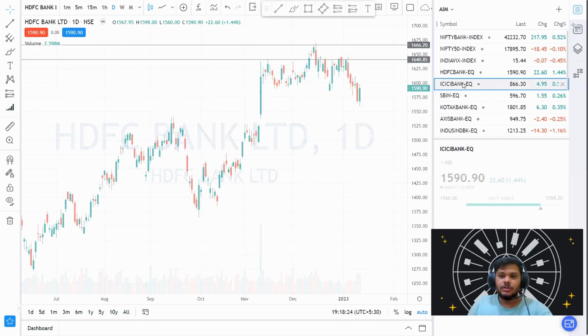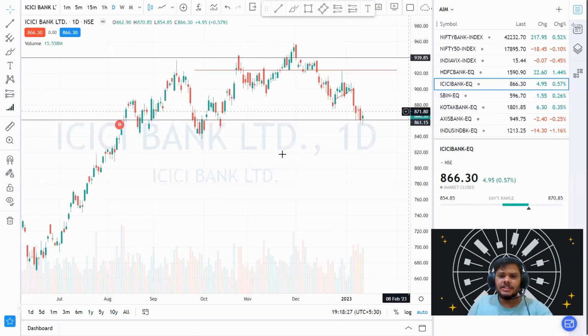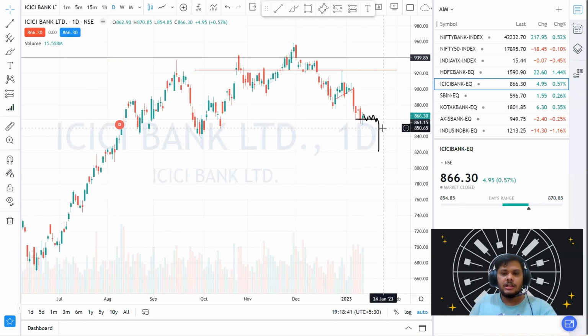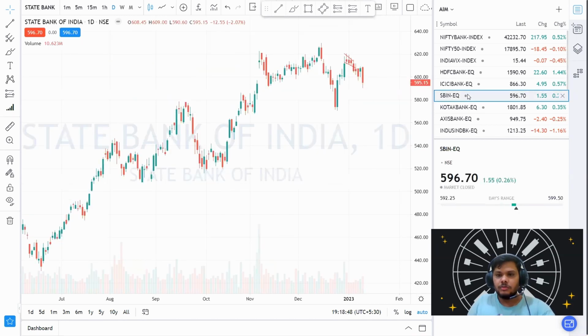Now let's look into ICICI Bank. In ICICI Bank, it made a doji candle here and it tried to close below the 860 level, but it did not sustain there. So if tomorrow the market trades below 861 or 860 level, then you can take a trade for selling, and you can set your target to 852, 855. And if it opens gap up and trades below 870, then we are going to wait for another 1 or 2 days to take any kind of buying or selling trade there.